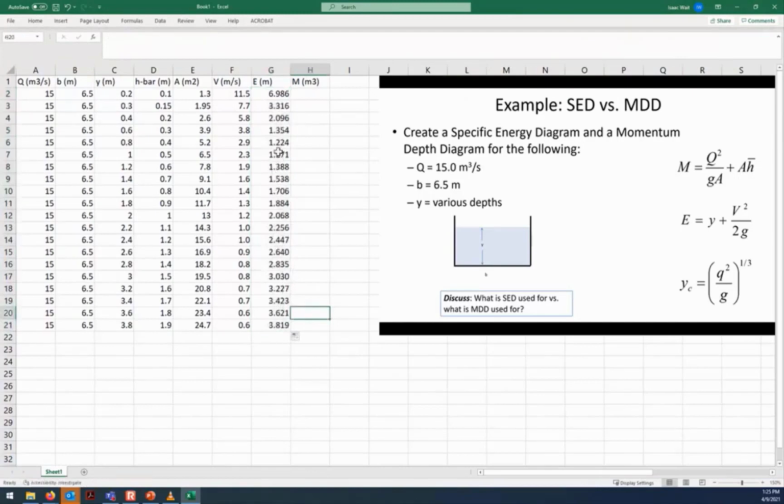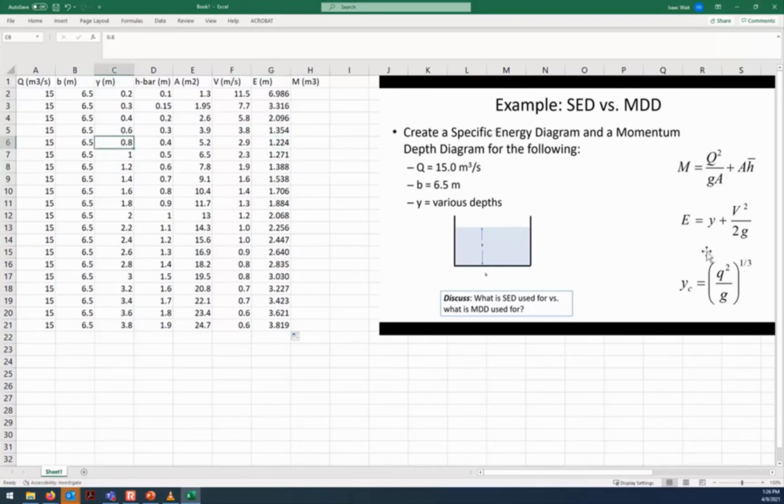Now, minimum specific energy is associated with critical depth. So where's the minimum point here? It looks like our lowest value is around 0.8, although I don't know that it's exactly 0.8 because what if it's 0.81 or 0.79? So I'll use Solver in a moment to minimize the specific energy and find our critical depth.